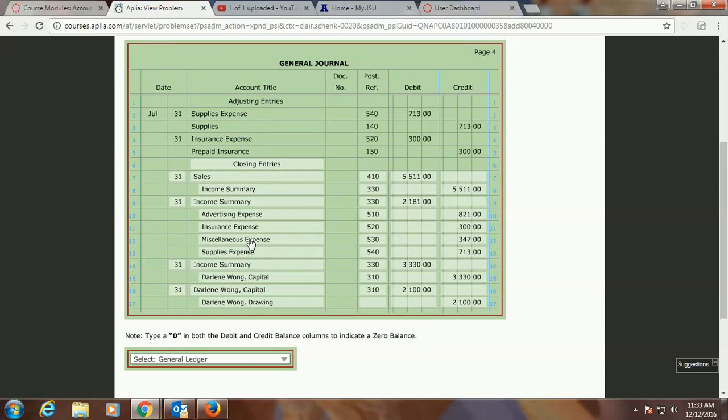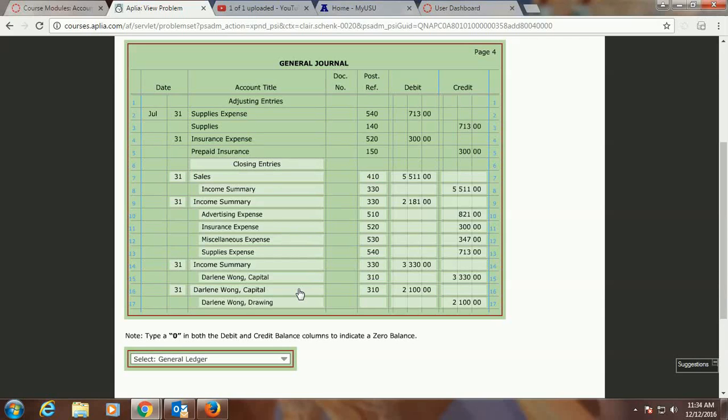These accounts like advertising expense, insurance expense, miscellaneous expense, and supplies expense are temporary accounts, like sales is a temporary account and drawing is a temporary account. We just use them during the current fiscal period, and they always start the next fiscal period at a zero balance. That's why we close them. The permanent accounts, like Darlene Wong's capital, carry over from one accounting cycle to the next. And there you have it. You have temporary accounts and permanent accounts, and that's closing entries.